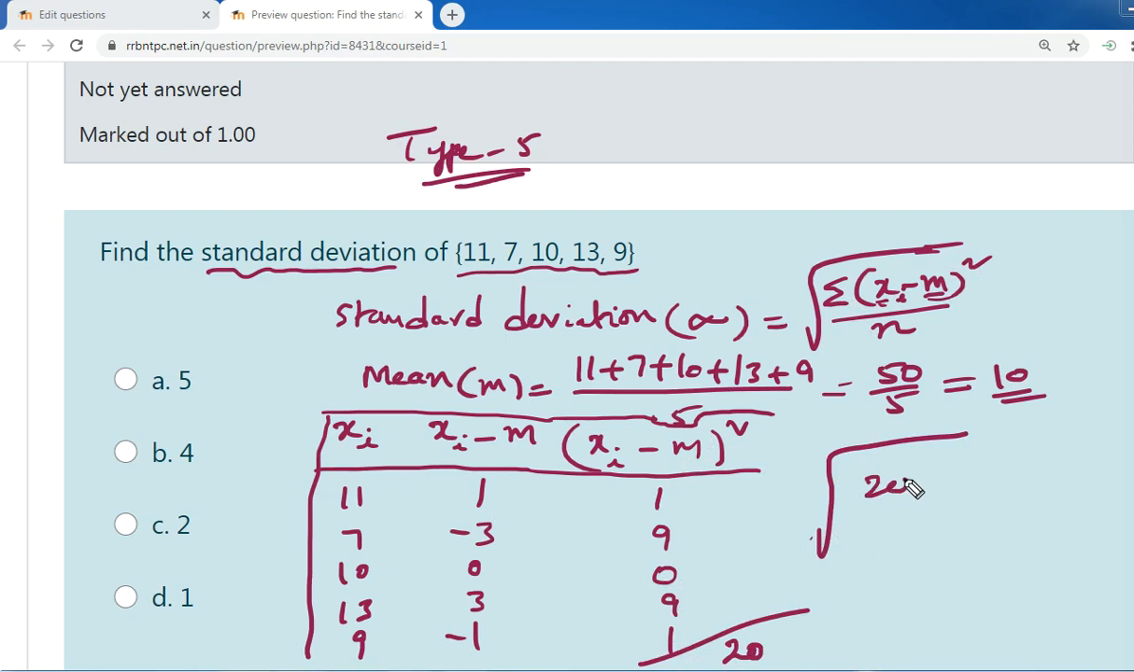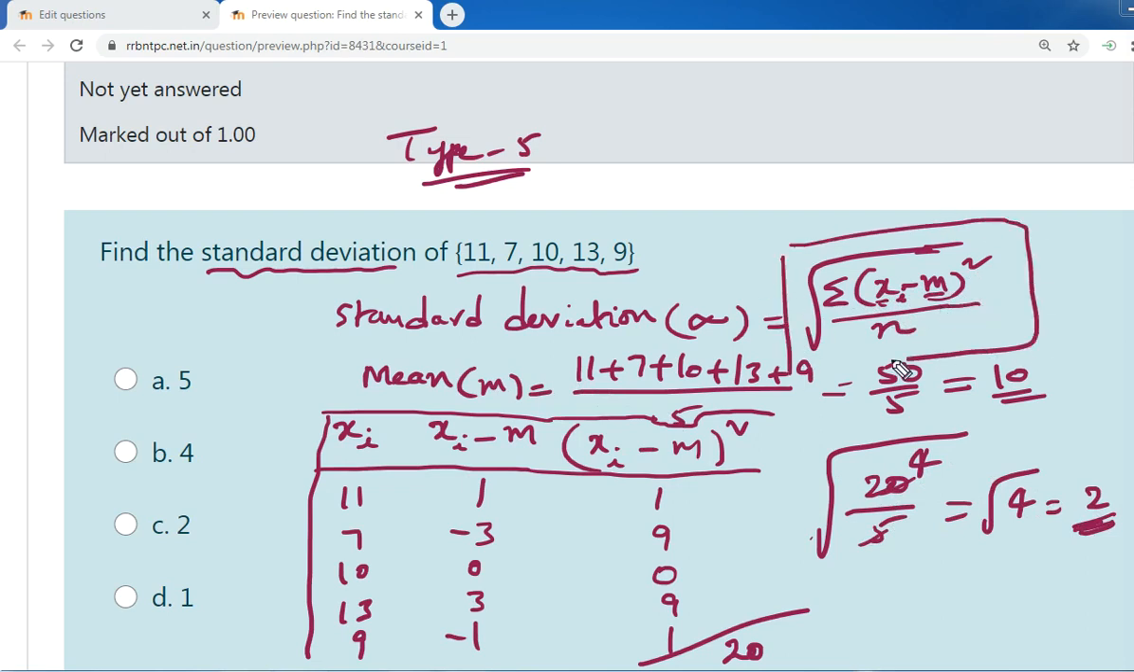Square root of 20 by total number of elements 5. That is equal to square root of 4, which is equal to 2. So what is the standard deviation of the given data? The standard deviation of the given data is 2. So for this purpose, you need to remember this formula. What is the formula? Square root of capital sigma of (xi minus m) whole square divided by n. This formula is very, very important to find the standard deviation.